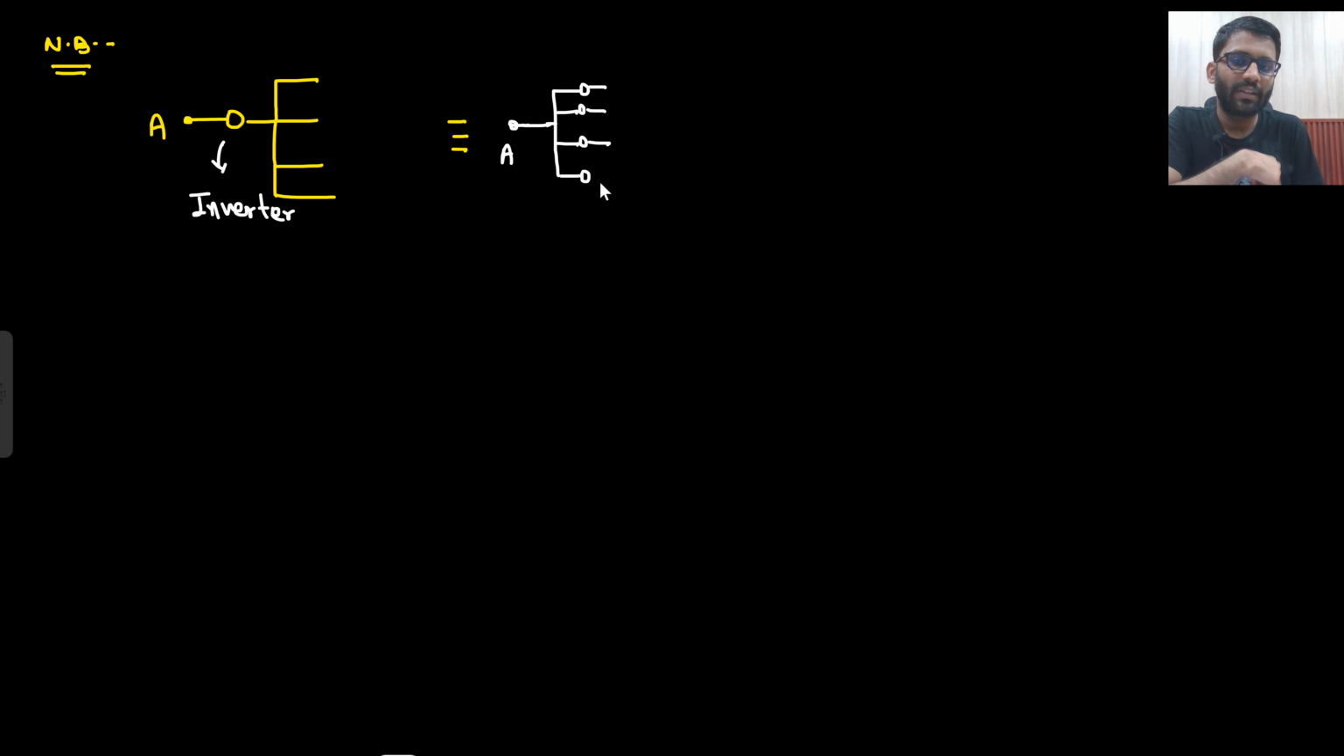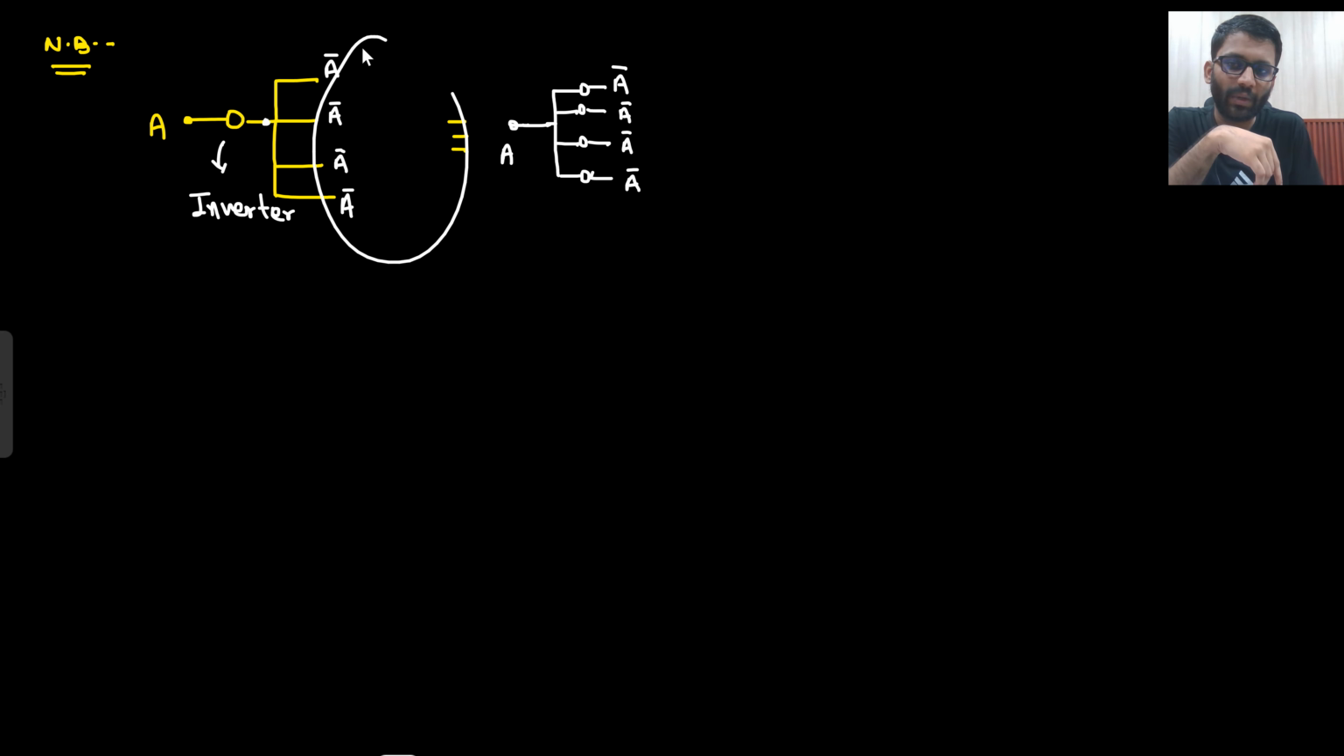How did I come to this conclusion? Look, if this is A, this will be A bar. So this all will be A bar only. If this is A, this is A bar. So all will be A bar only. If this is A, so this will be A bar only, because A will travel here, A bar. So final output did not change.